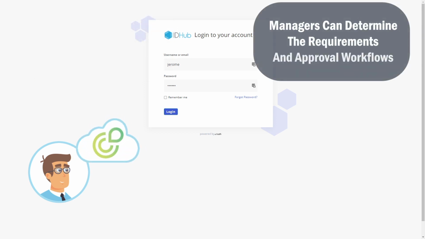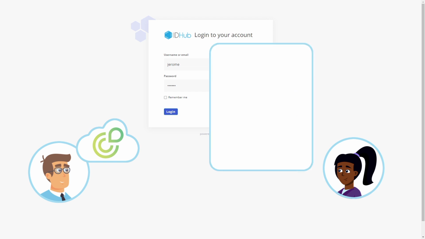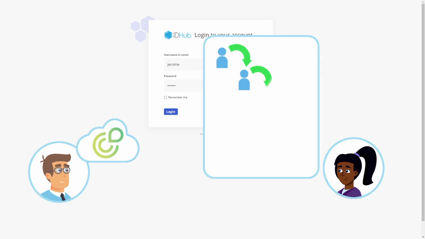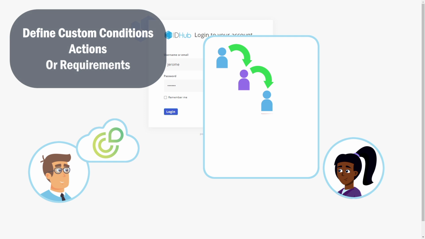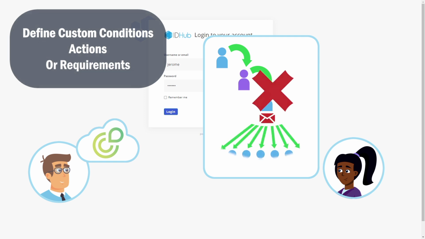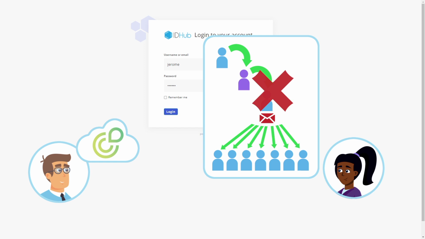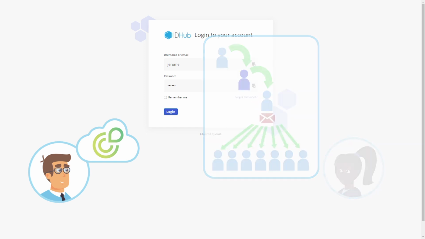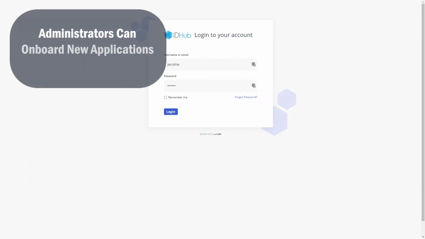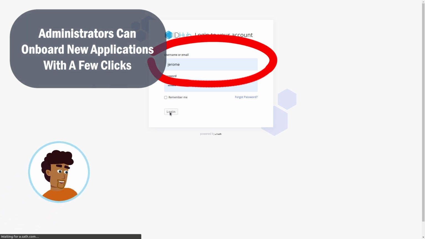The marketing director, Sarah, will act as the business owner. She wants new user requests to be approved by their manager and then by her. However, if she is the manager, she doesn't want a second approval. Additionally, she wants everyone in the marketing department notified by email when a new user is added. One of our administrators, Jerome, will onboard this new application.